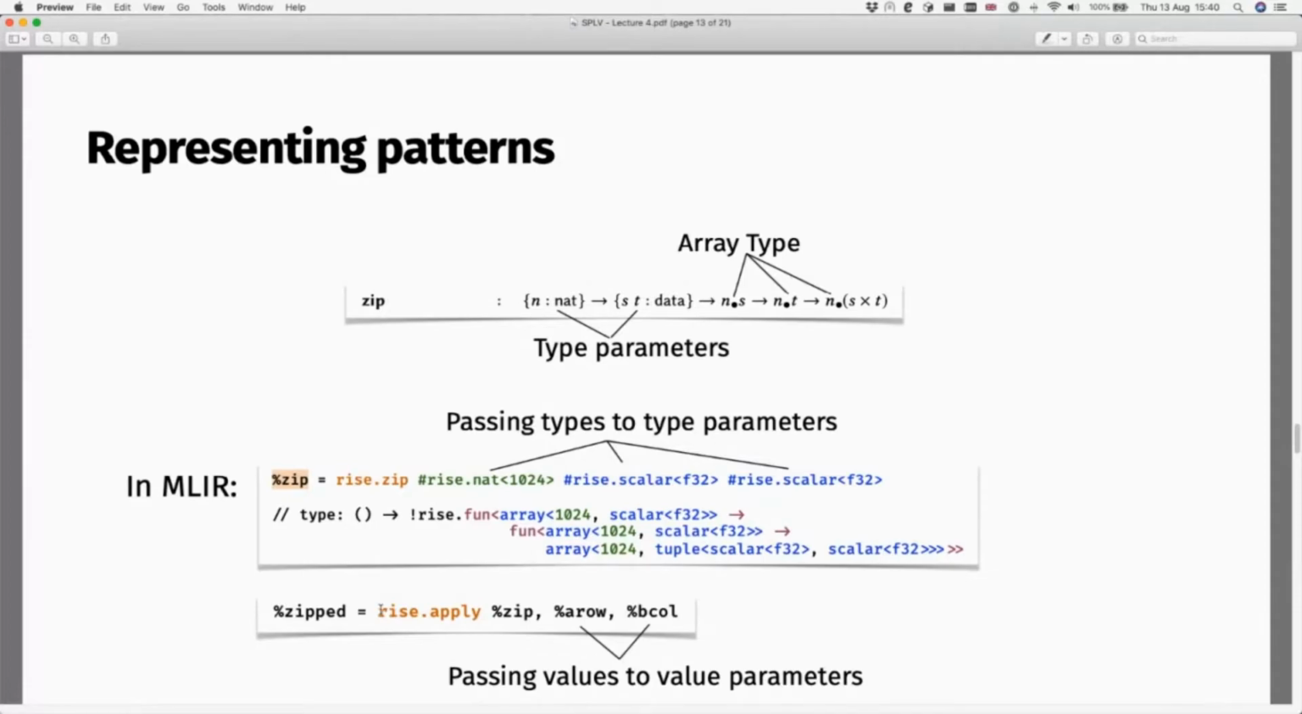And then when we pass this to the rise apply, we pass the runtime values, or the value parameters, along. In this case, this would be the A row and the B col, if I take this from our example before. So this is how we represent our patterns, where we ensure this is monomorphic and then we can just apply this.